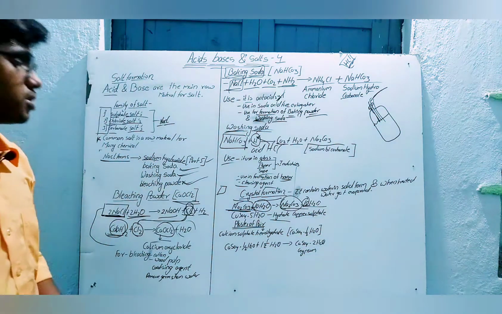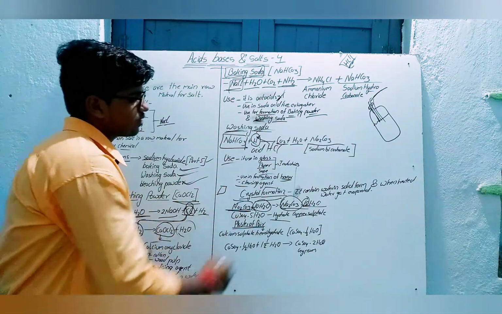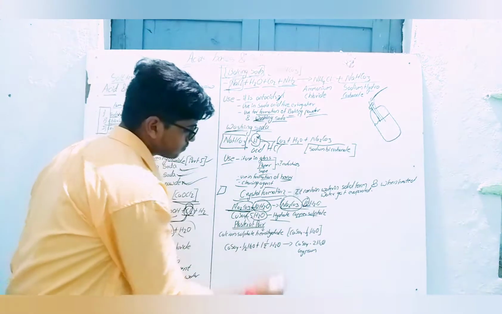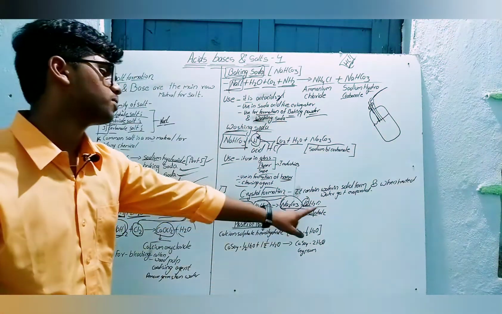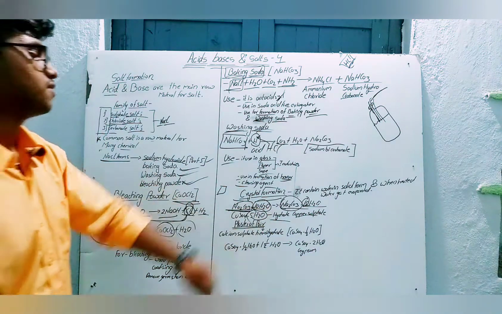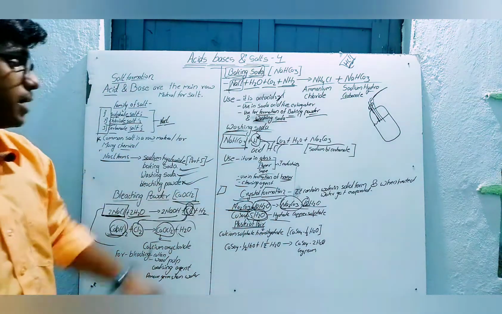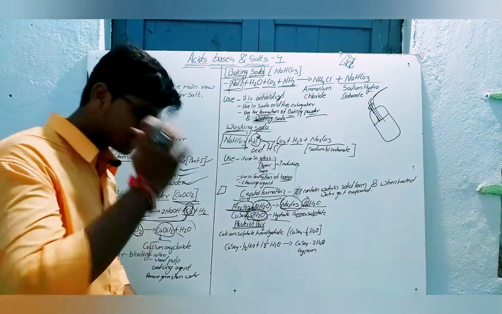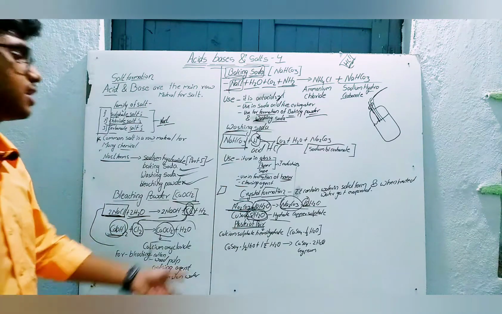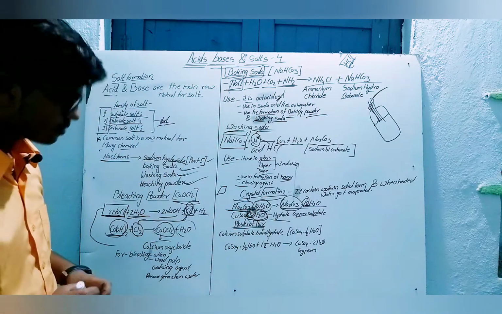Then we will see hydrated copper sulfate. How will hydrated copper sulfate form? When one molecule of copper sulfate reacts with 5 molecules of water, it is known as hydrated copper sulfate, or copper sulfate pentahydrate. It is also known as penta. What is meant by 5? The chemical prefixes are penta, and hexa means 6.